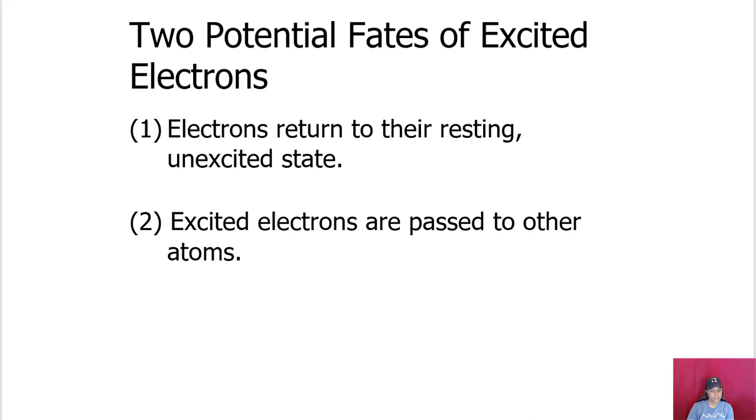So something to understand, that when this photon of light comes down from the sun, it can actually hit an electron, right, in an atom. And if it hits an electron, there's two potential fates of excited electrons. So electrons can return to their resting unexcited state after they get hit by this high energy photon, or excited electrons can be passed on to other atoms.